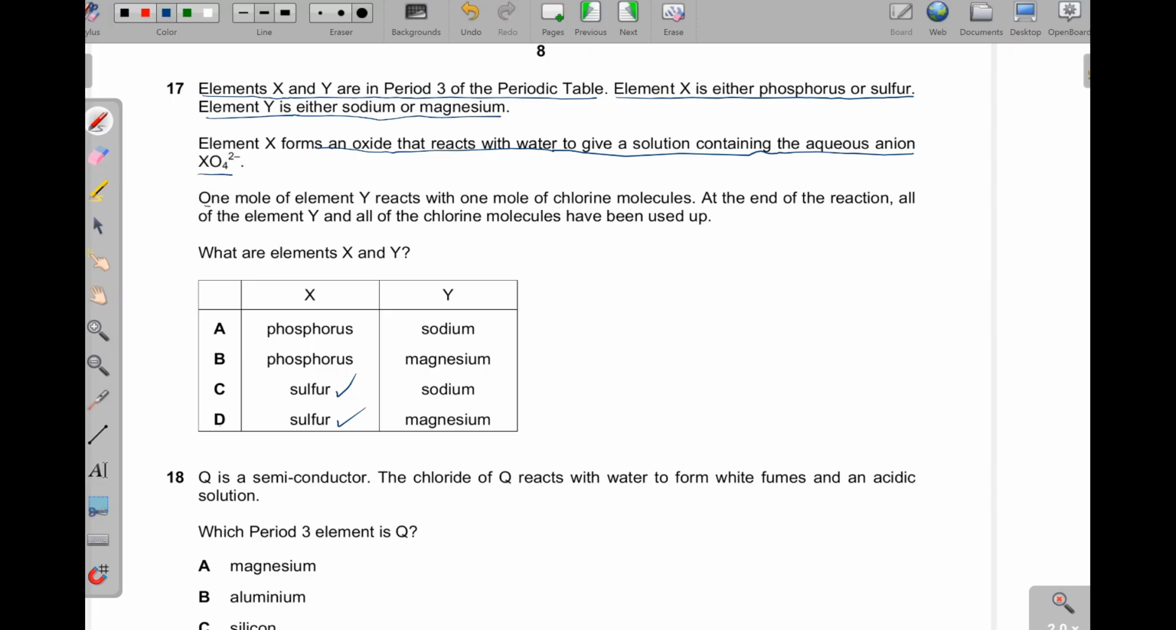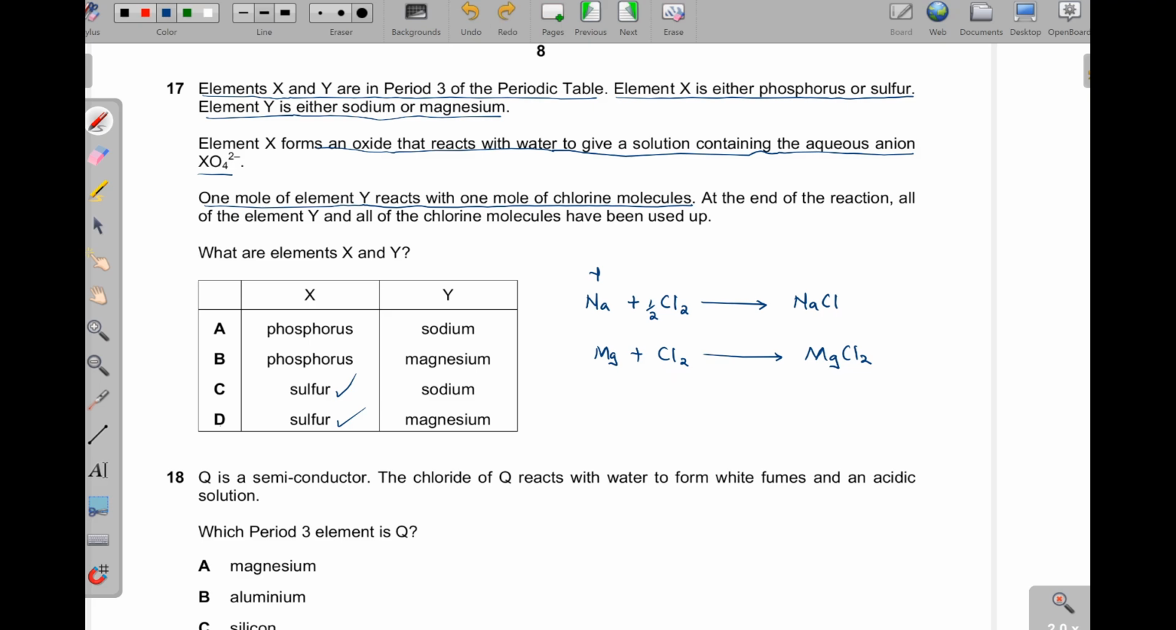Let's go to Y. 1 mole of element Y reacts with 1 mole of chlorine molecules. Remember, Y can either be sodium or magnesium. So suppose it is sodium. This is our Y, plus chlorine. What are you going to get? You're going to get sodium chloride. So that means I can put a half here, right? And then for magnesium, plus the chlorine, I can get magnesium chloride, like that. So it is 1 mole, 1 mole.